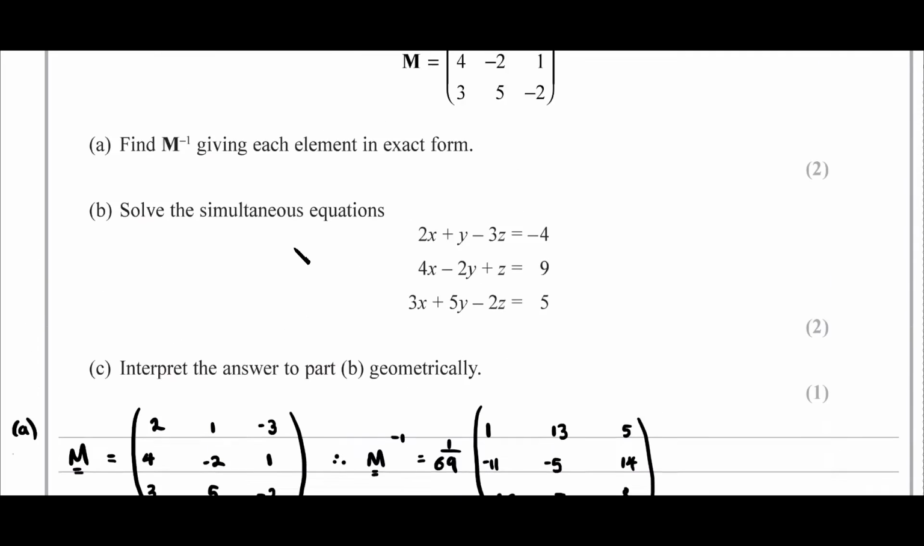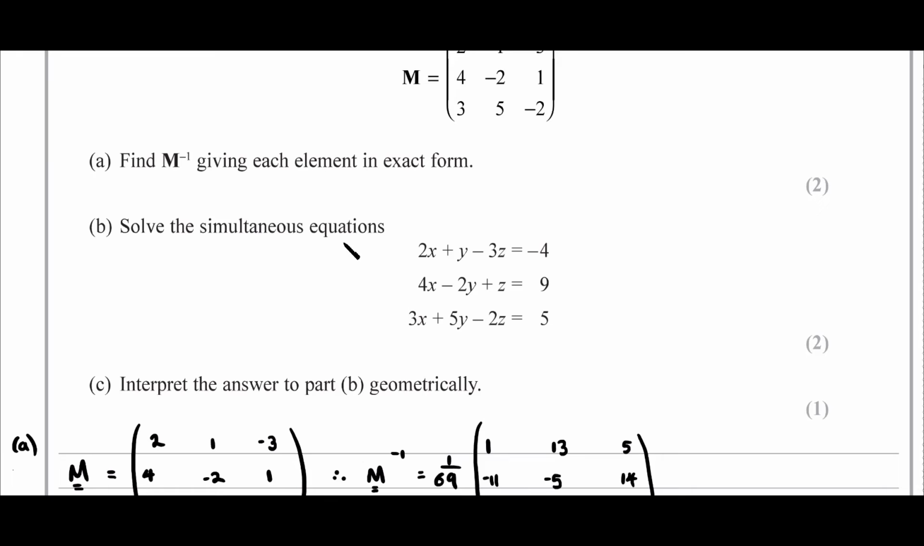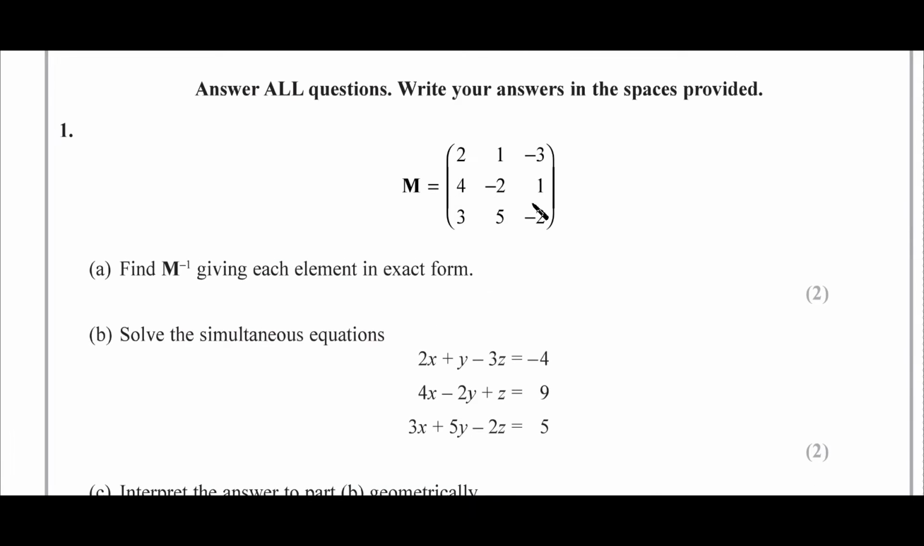And now for part B, we have to solve the simultaneous equations 2x plus y minus 3z equals minus 4, 4x minus 2y plus z equals 9, 3x plus 5y minus 2z equals 5. And you'd notice over here, for the coefficients of x, y and z, we have our matrix M.